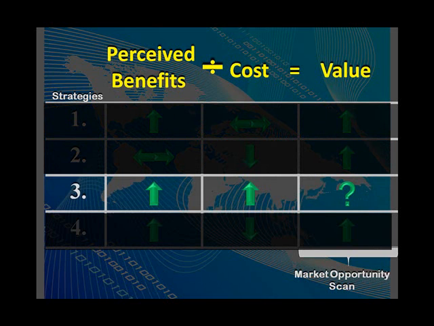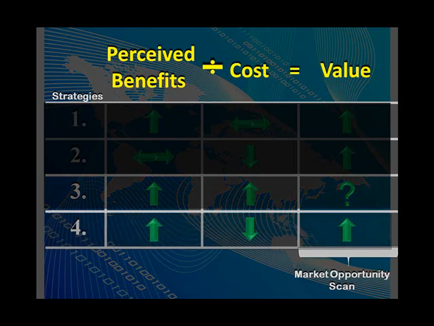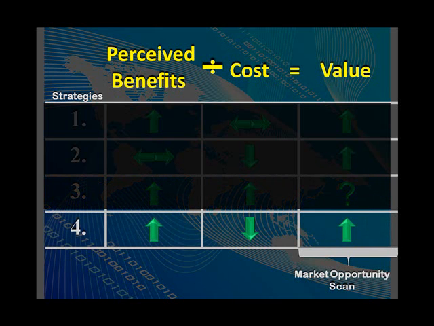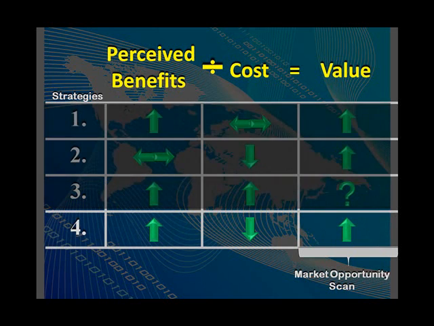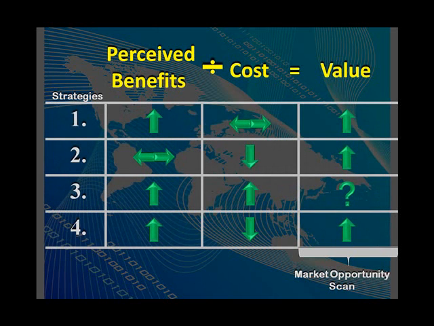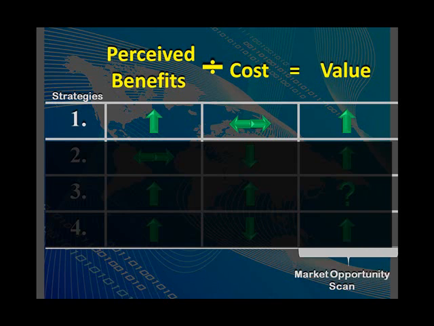I put a question mark in the value cell because it's a risky proposition. You really need to win over the customer when it comes to believing in the perceived benefits. Finally, in 4, you increase the perceived benefits and decrease the cost. This might be something like faster internet speed at a lower price, for example. So which do you think the University of Phoenix chose? I'm going to say number 1.